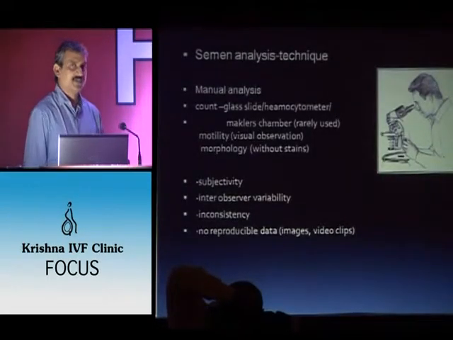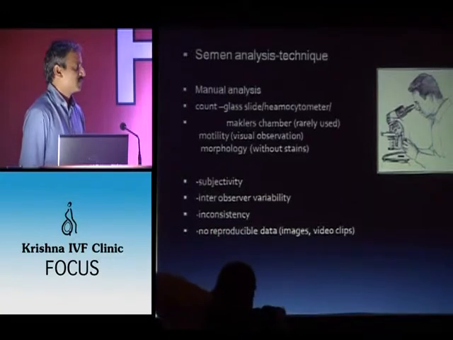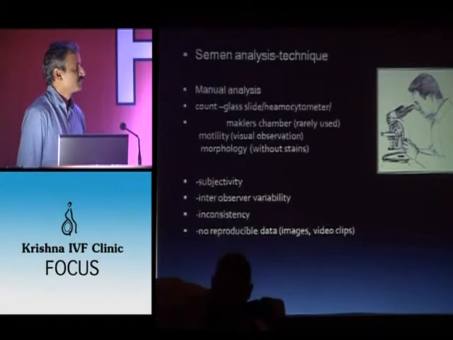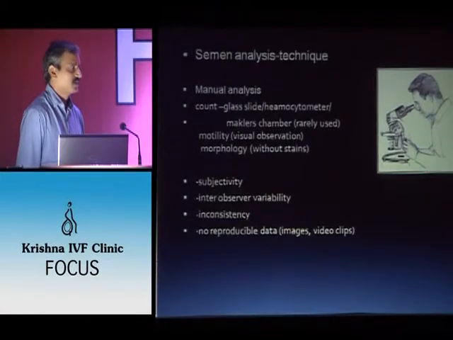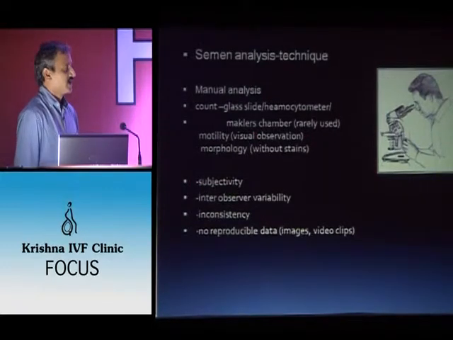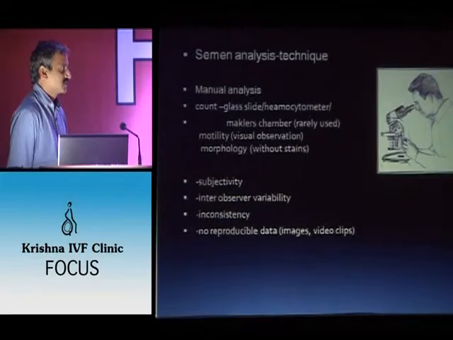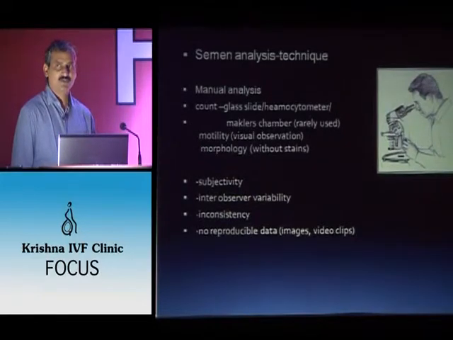Most of the laboratories analyze the sample manually. So lab technicians do the sperm count and motility using an ordinary glass slide. Sometimes they use a hemocytometer, and rarely they use a Makler chamber, which was originally designed for semen analysis. Again, for motility they go for visual inspection. Morphology, they rarely use histological stains.